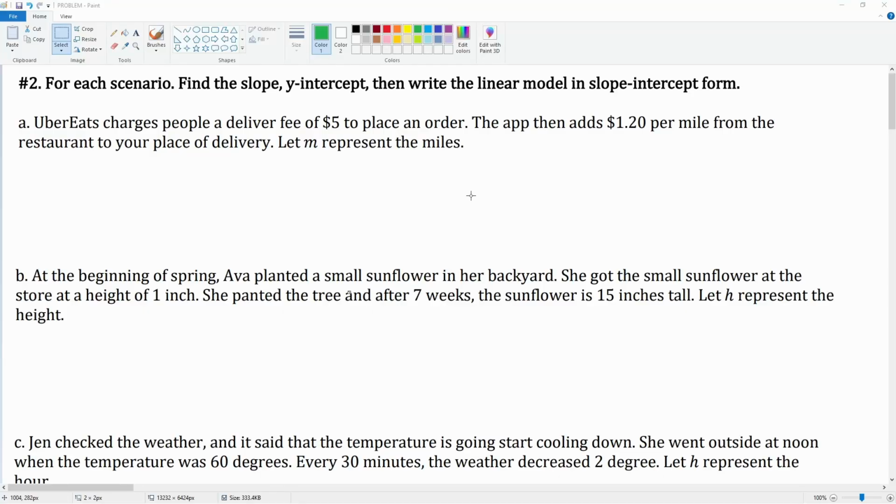Alright, this is chapter 4, number 2. For each scenario, you're going to find the slope, y-intercept, and write the linear model in slope-intercept form. Okay, so here, let's take a look.